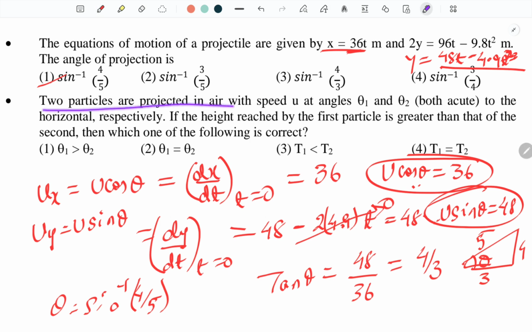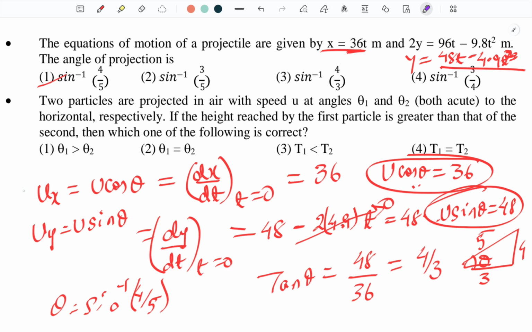Two particles are projected in air with speed u at angle theta 1 and theta 2, both acute. Acute means in the first quadrant. If the height reached by the first particle is greater than that of the second, which one of the following is correct? So the first particle is going higher and taking more height, the second one less. So it is a question about height, and we have to relate it to theta.